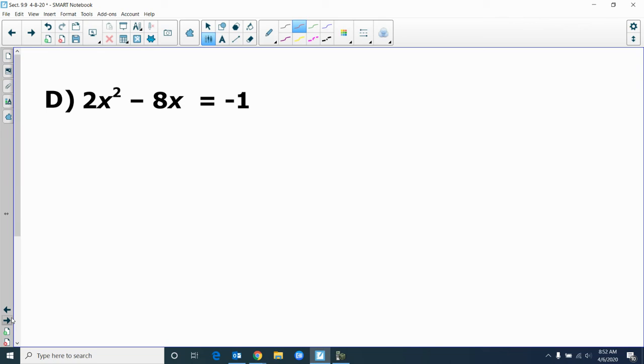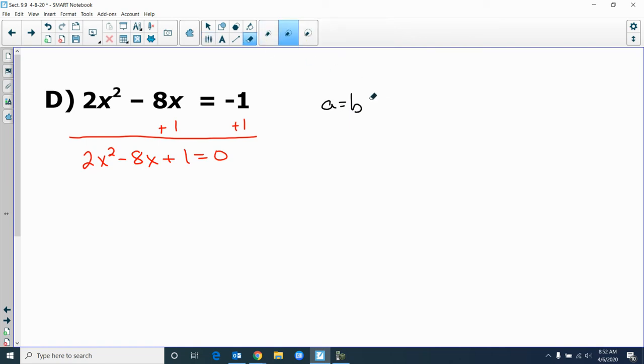Now make sure you always keep it in that descending order, where we put the x squared first, whatever the x term is next, and then the constant is last. So now it equals 0. Now you can use the quadratic formula. A is not b. A is 2. B is negative 8. C is 1.